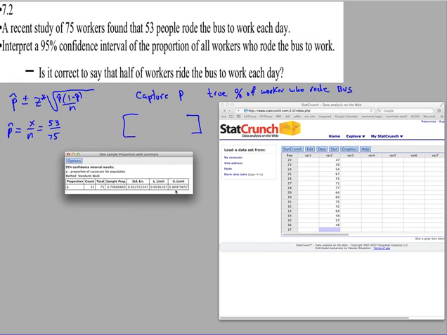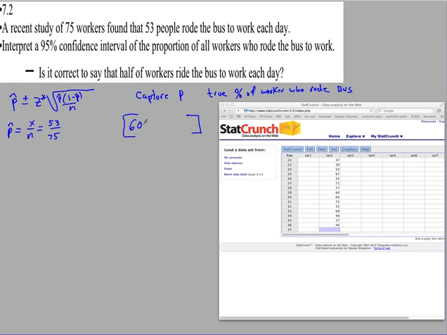60.4% and 81%. Okay? So it says, is it correct to say that half of the workers ride the bus to work each day? Okay, so what we have to do is look in our interval. We're looking for 50%. Okay, is it correct to say? That would be a no. If 50% was in there, we'd say yeah. We would say no.